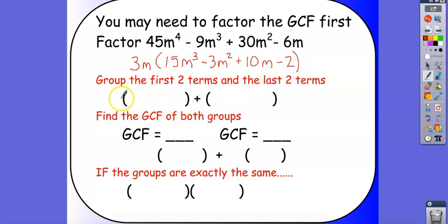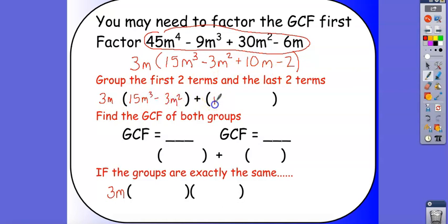Okay, now I'm going to group the first 2 terms. Now, remember, I'm going to leave this 3m out here because you don't ever want to forget that at the end. You always want to put that 3m because you want an equivalent expression to this guy up here. But we're just going to work on factoring this part here, and I'm going to group the first 2, group the back 2.